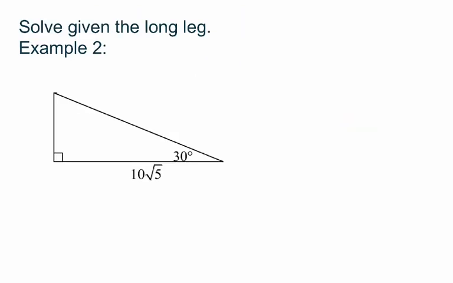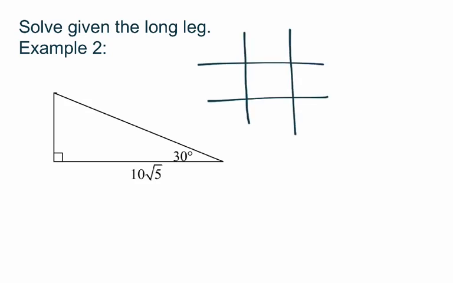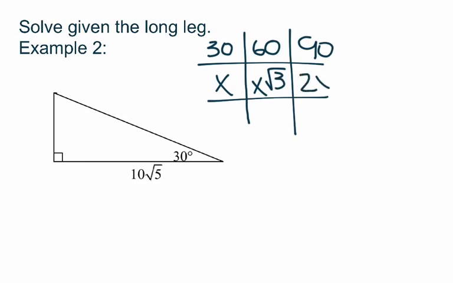Alright, I saw another one given the long leg. So 30, 60, 90, x, x square root of 3, 2x. Okay, again, y'all be careful, because even though it has 30 degrees on there, okay, that 10 square root of 5 is still across from the 60. So that goes in our 60-degree column.